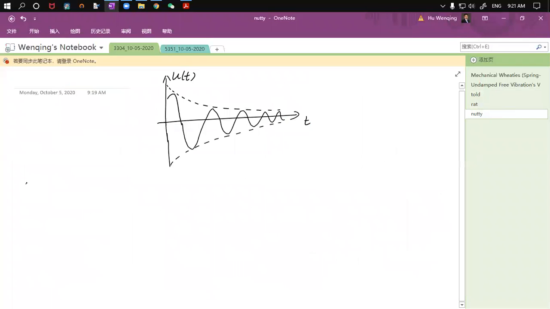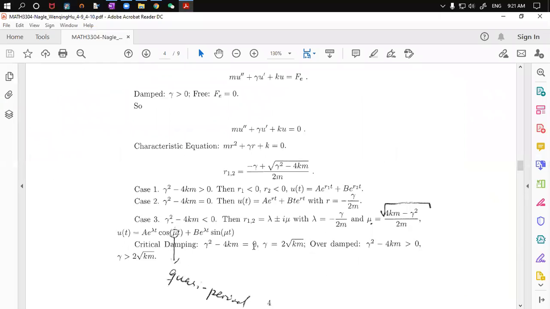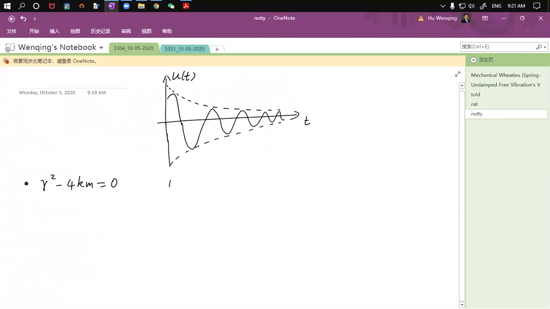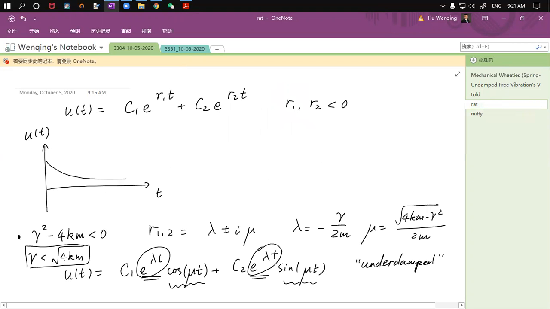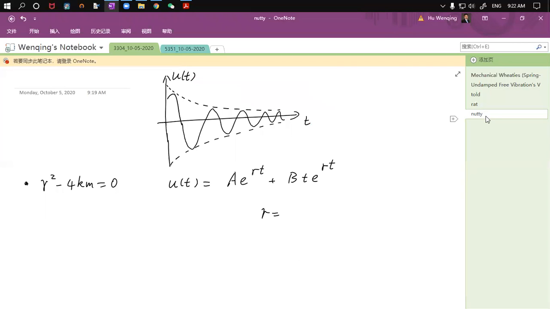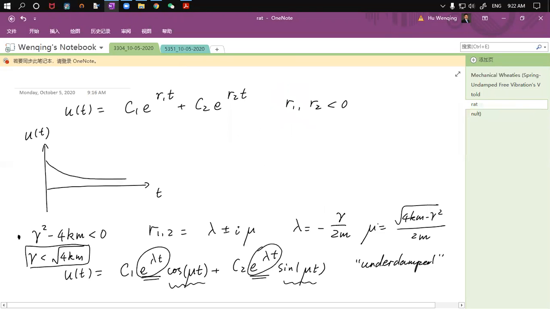Of course, one can also consider the critical case, that means gamma squared minus 4km is equal to 0. This is what we call the critical damping situation. Then you're going to have a solution u of t, as described here, equal to a times e to the power of rt plus b times t times e to the power of rt, where r, the common root, is, because the discriminant is 0, reduced to minus gamma over 2m, which is the lambda we calculated before.